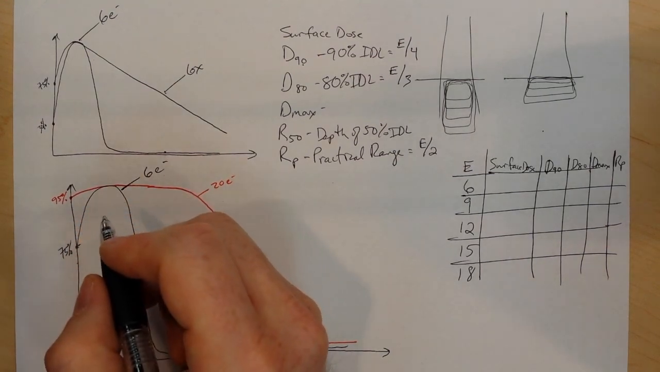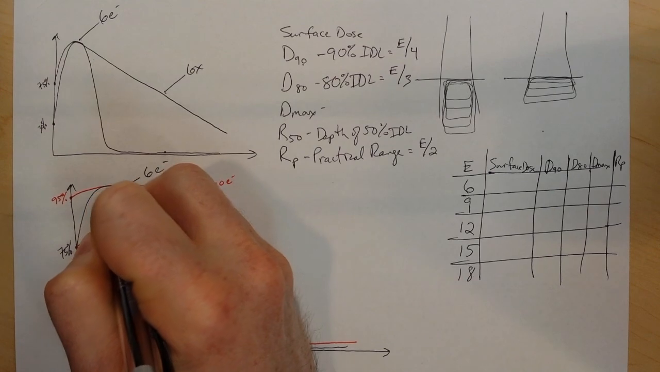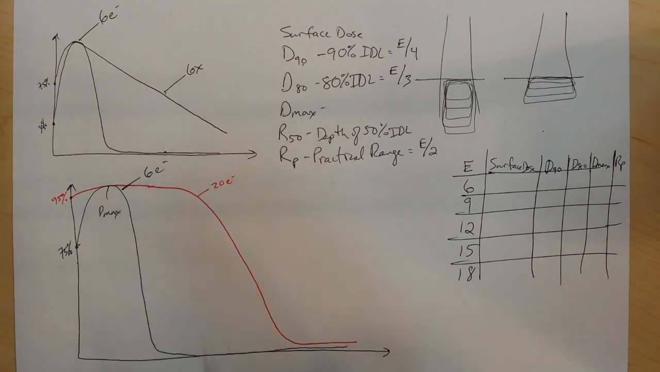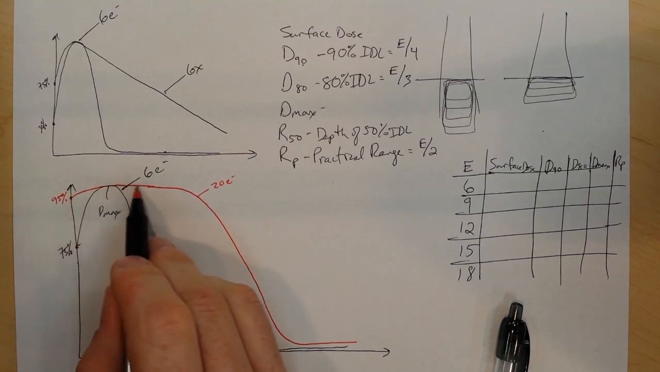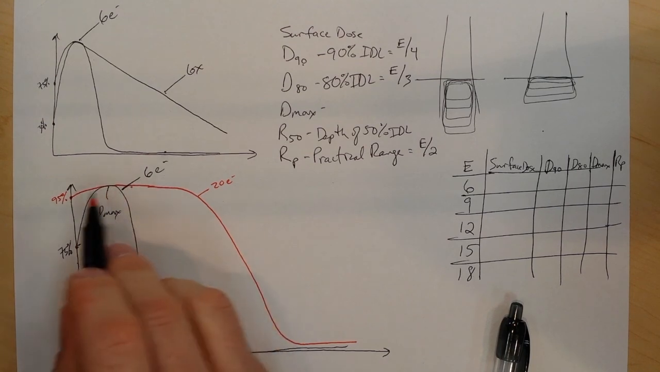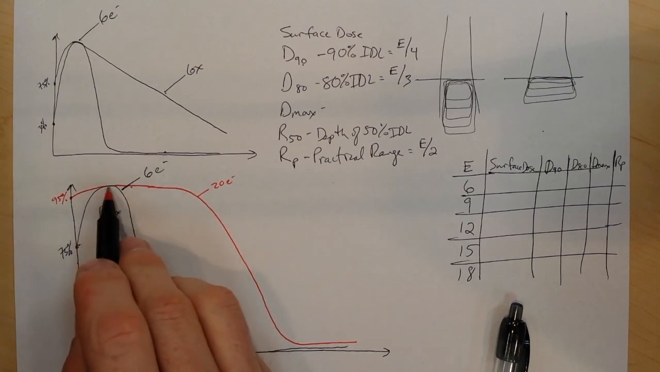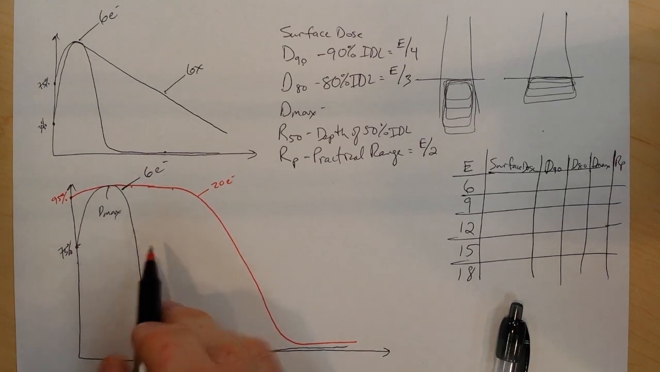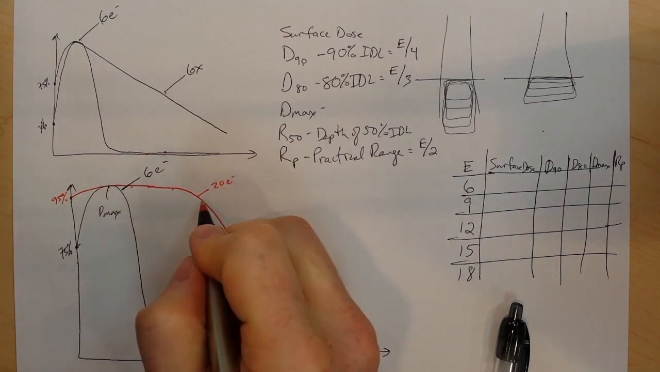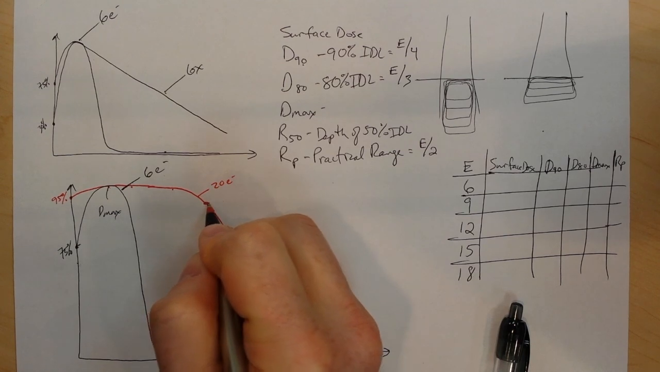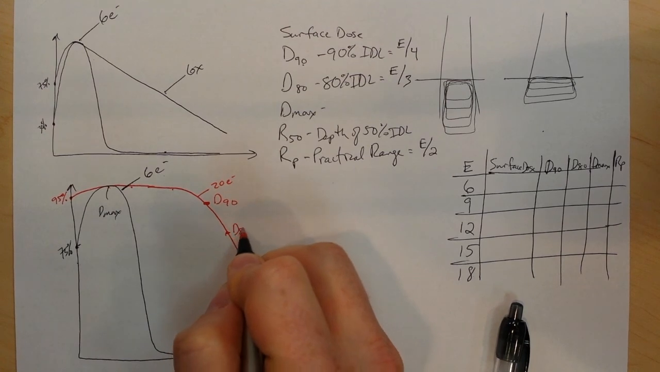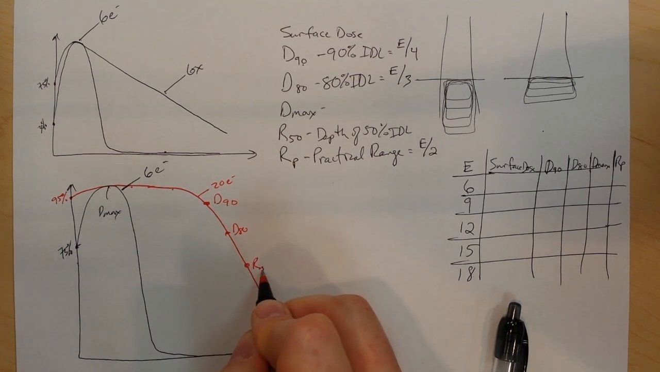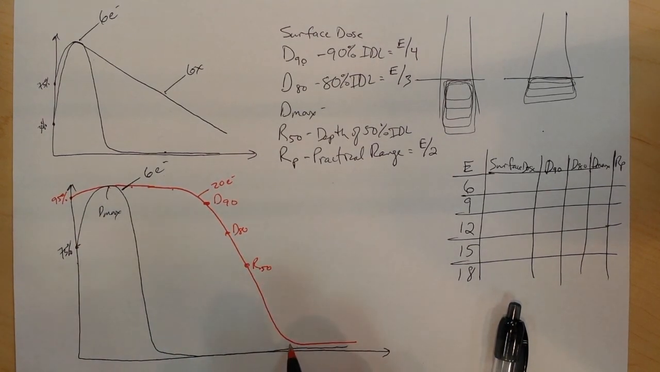Next is going to be D80 and D90. Here we have Dmax for 6E, and notice that for 20E, there's no specific Dmax. You get this broad plateau of 100%. So Dmax can either be specified in the middle, or sometimes the physicists will write a range, from 1.5 to 2.5. Next is D90, and then you'll have D80. You have R50, and then you have R sub P.